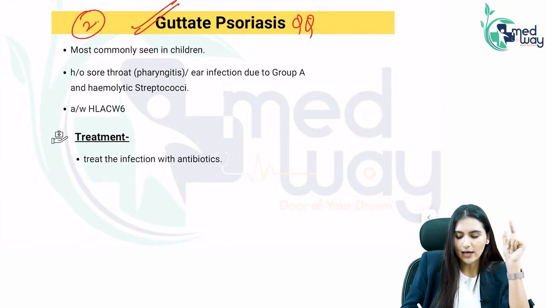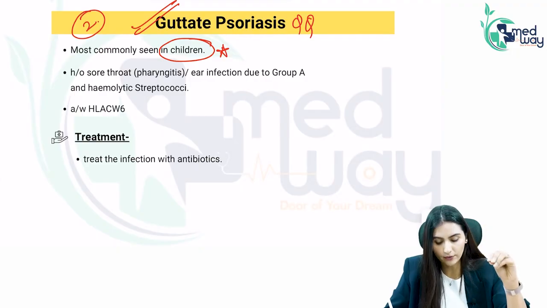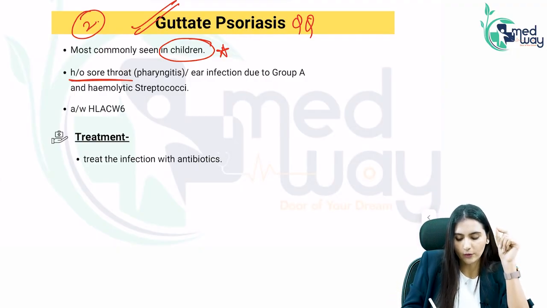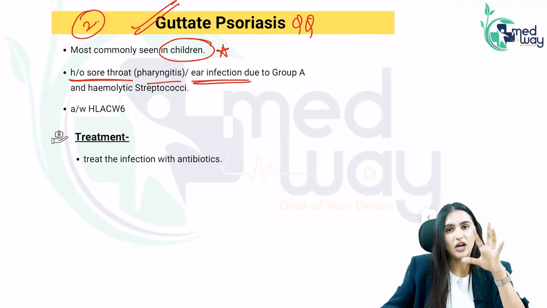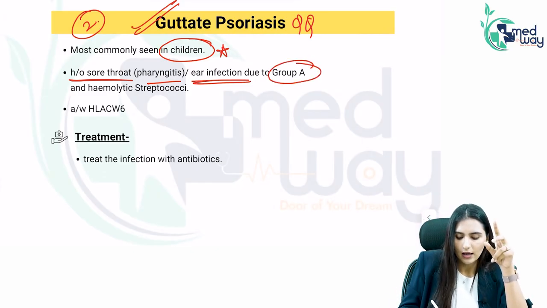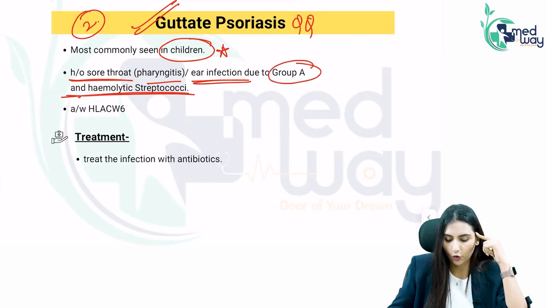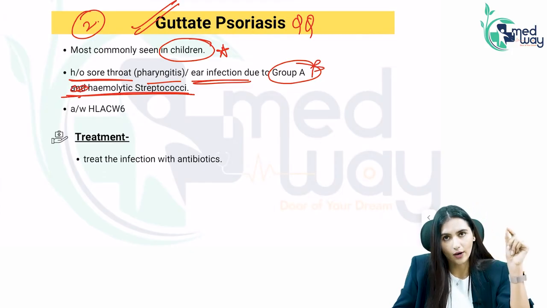So in guttate psoriasis, firstly in the question they will say it is a child basically. So it is seen in children. That child will have a history of sore throat, that is pharyngitis, or ear infection. So the child has an infection. That infection was caused by group A beta hemolytic streptococci.